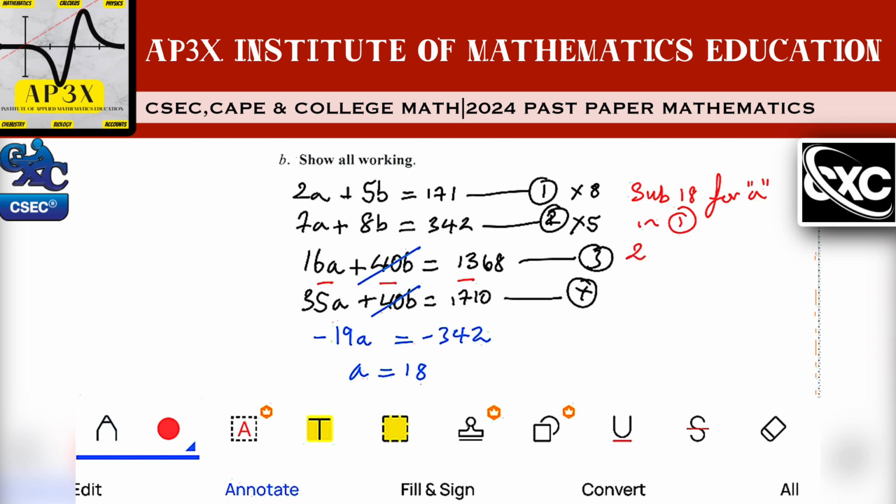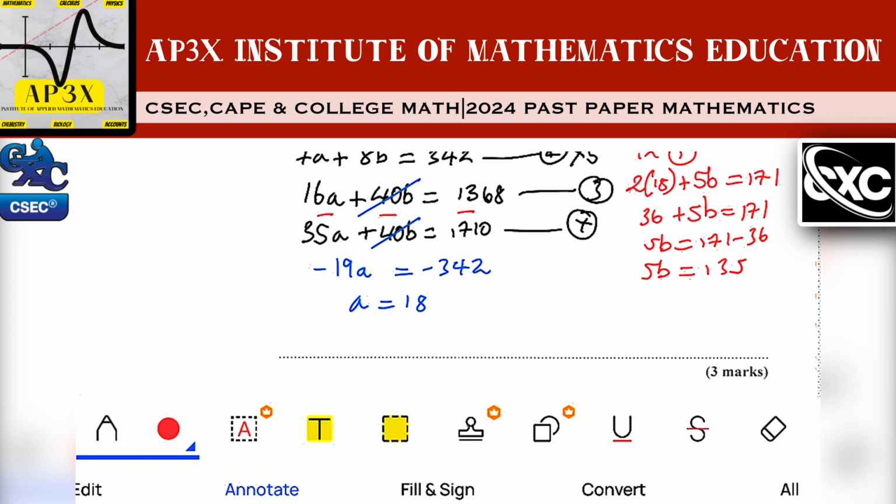So that's going to be 2 multiplied by 18 plus 5b, that's equal to 171. So 2 multiplied by 18 is 36, plus 5b equals 171. And so if we subtract 36 from both sides, 171 take away 36 gives us 5b is equal to 171 minus 36. 5b is equal to 135.